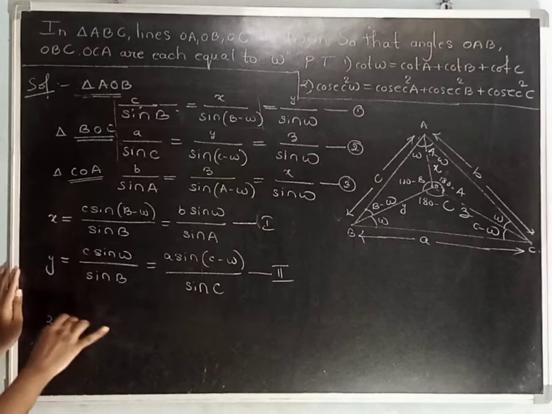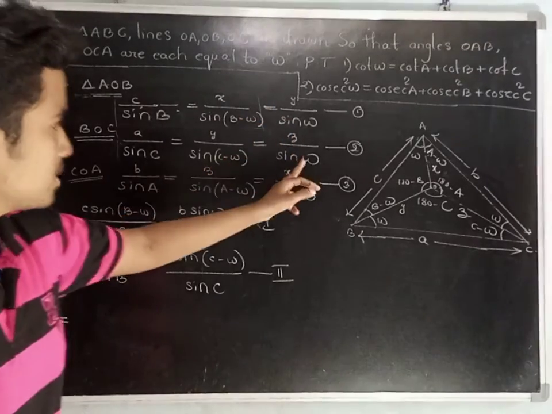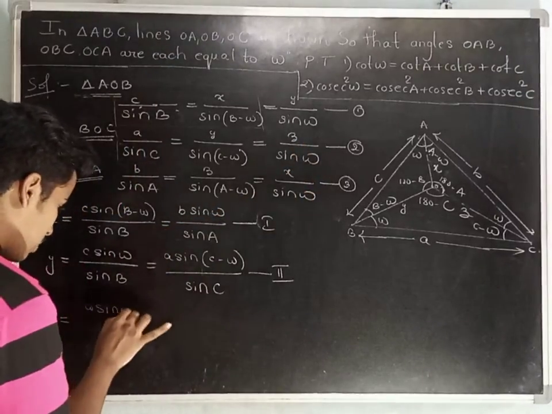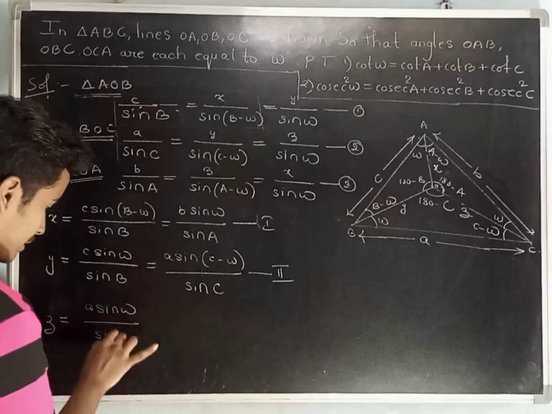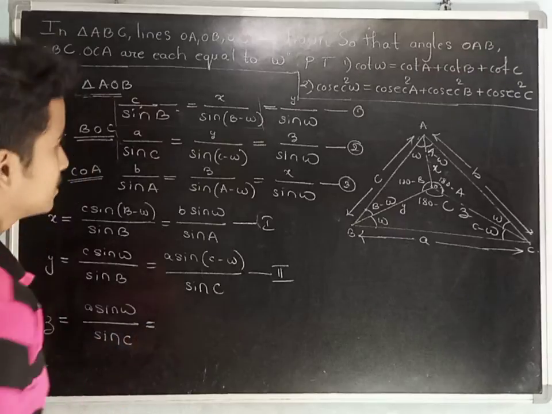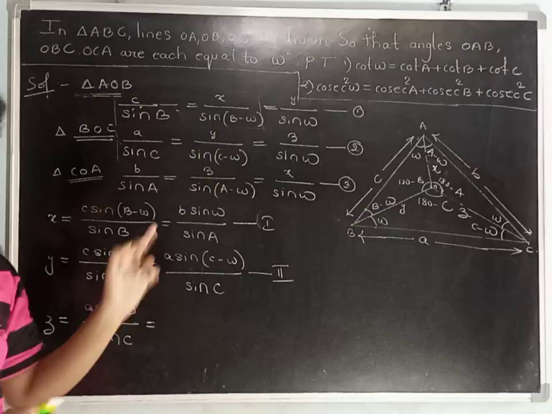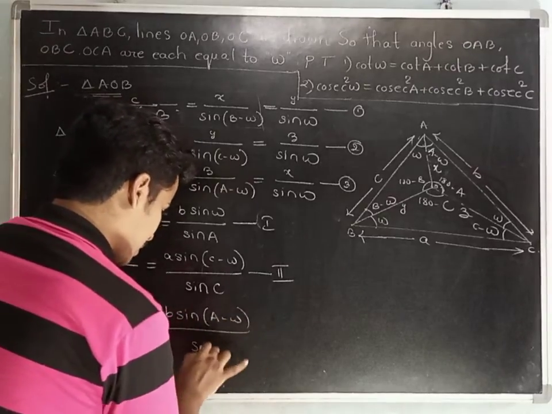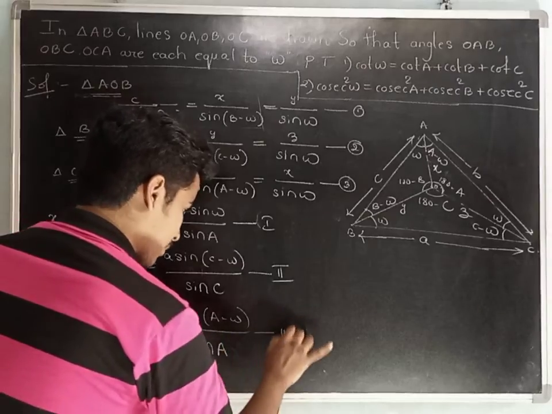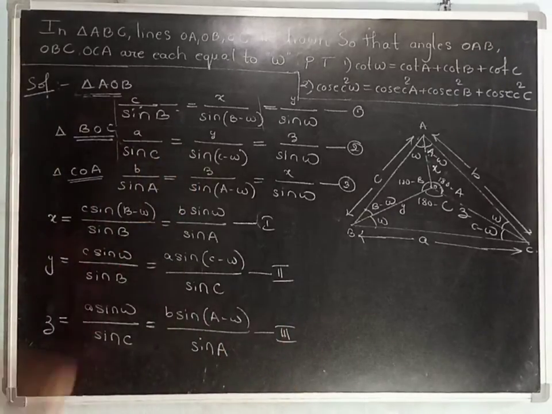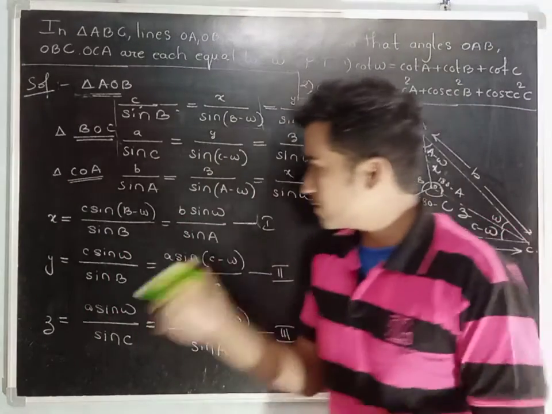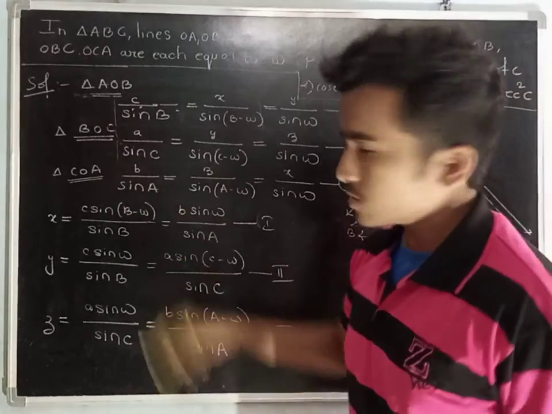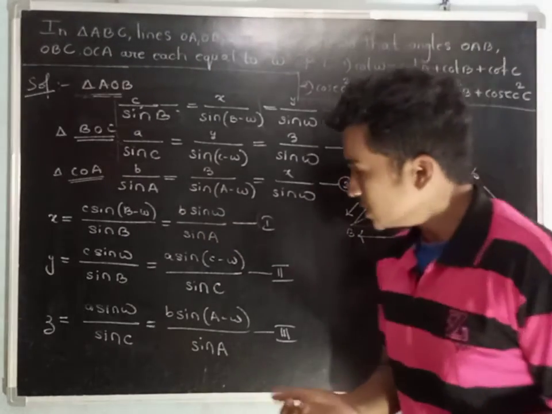Now, Z by sine omega is equal to A by sine C. Z is nothing but A sine omega by sine C, which is nothing but Z by sine (A minus omega) is equal to B by sine A. It means B sine (A minus omega) by sine A. This is our third equation. So this is how we can make the individual values of X, Y and Z in terms of sides and angles of a triangle. This omega is what is given in the data. Okay.